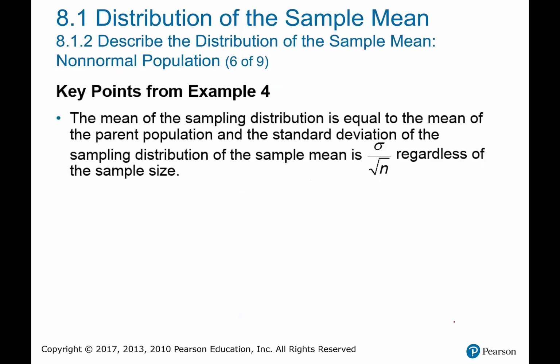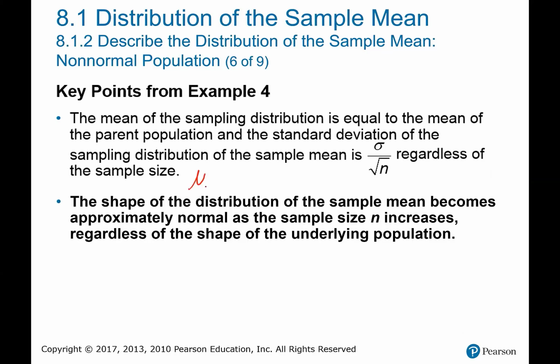And then key points from example 4. The mean of the sampling distribution is equal to the mean of the parent population, and the standard deviation of the sampling distribution of the samples mean is the standard deviation of the population divided by the square root of n. The mean of all samples mean equals the mean of the population, and the standard deviation of all samples mean equals the standard deviation of the population divided by the square root of n. This result is always true regardless of the sample size.